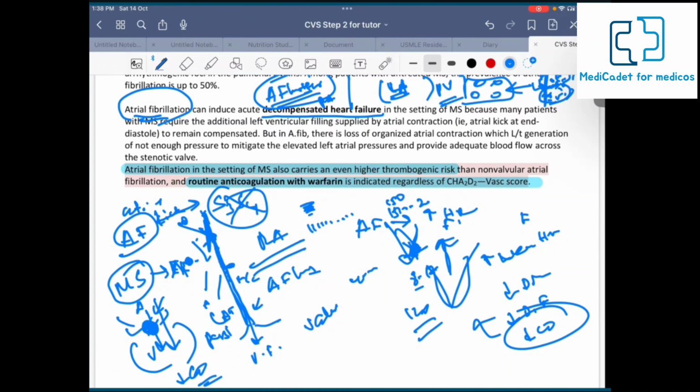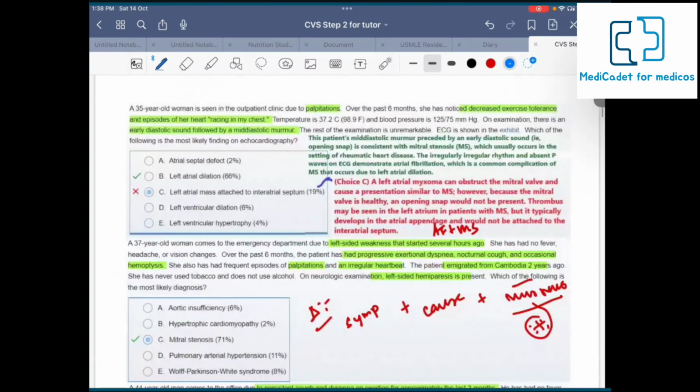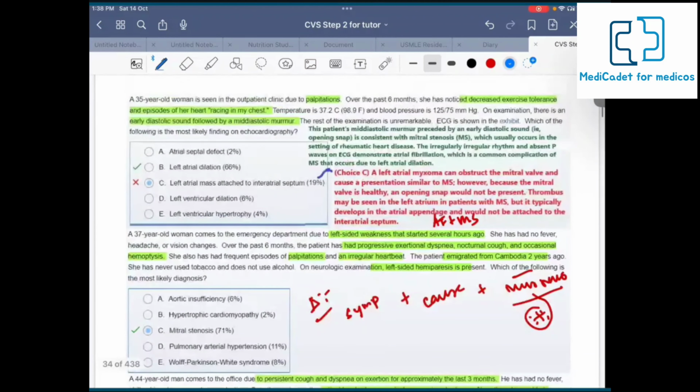And atrial fibrillation carries a high risk of thrombosis. Remember, if there is no atrial contraction at all and the blood keeps pooling up in the atria, then there is a high possibility of having a thrombus. So that's why I told you, you don't do a CHA2DS2-VASc score for MS patients with AF, you just go on to give them the anticoagulants. Okay. Let's see what this question is about.